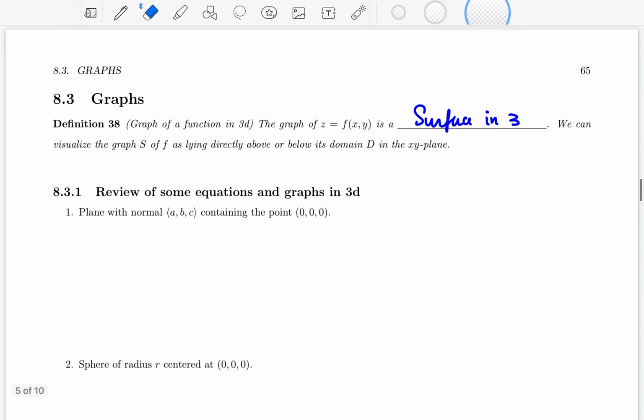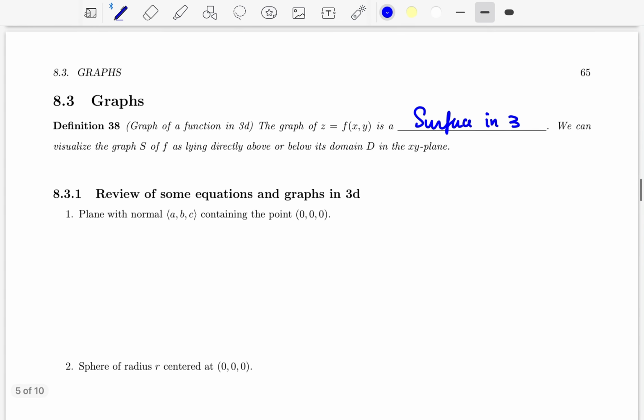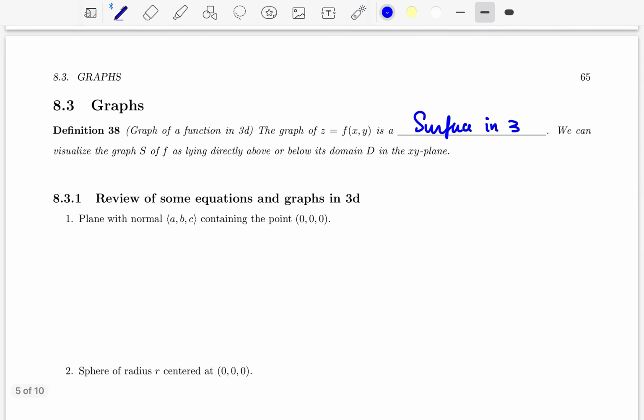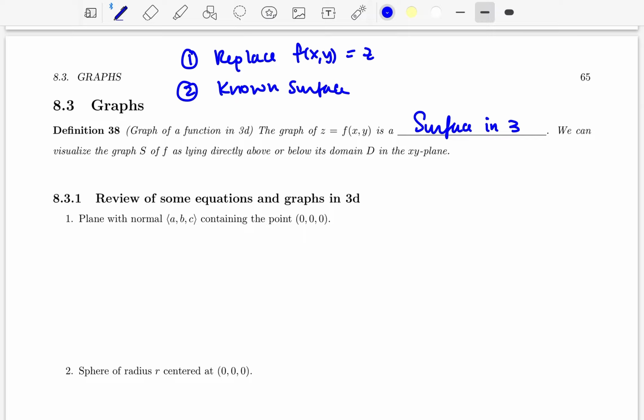All right, so let's just review some of these graphs. I want to tell you what my plan of attack is when it comes to sketching the graphs of 3D functions. The first thing I do is I replace f of x, y with z so that now I'll see if this takes me to a known surface and I know the graph of the function. Is it a known surface? Meaning, do I get a plane? Do I get a sphere? Do I get something that I already know how to draw? Okay. So let's start with the first one.